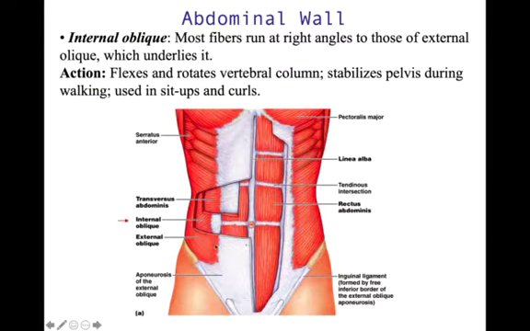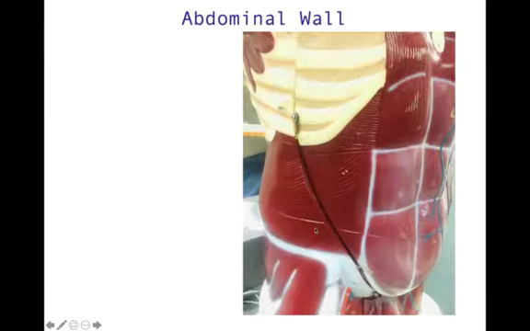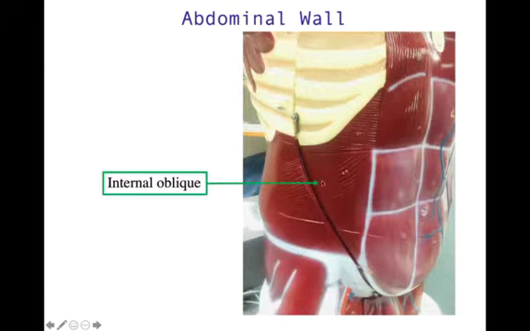Now, deep to the external obliques, you see another layer of muscle where the muscle fibers are running in an opposite diagonal direction. These ones here are called the internal obliques. If I go over here, you can see these muscle fibers in this little square patch on this model running in that direction. These here would be considered the internal obliques.